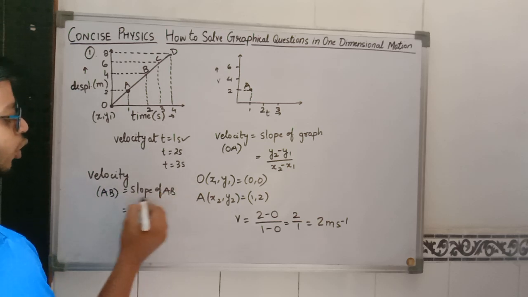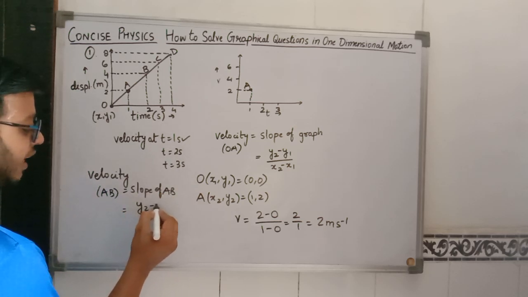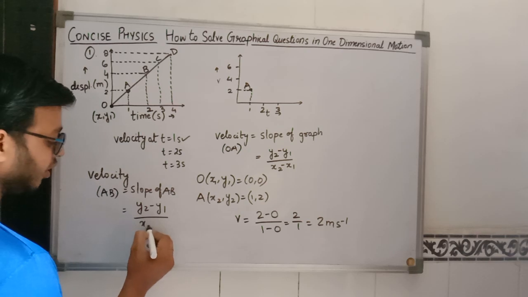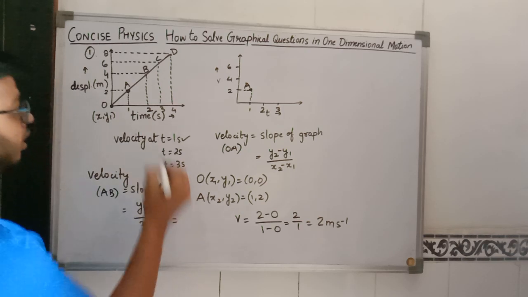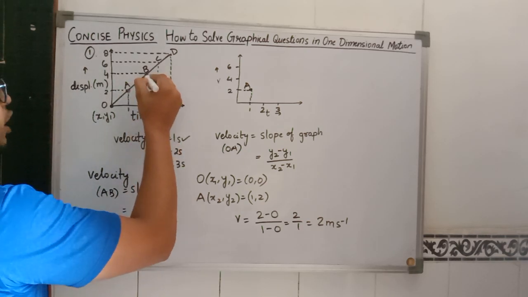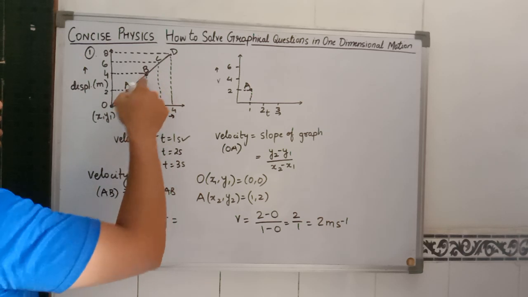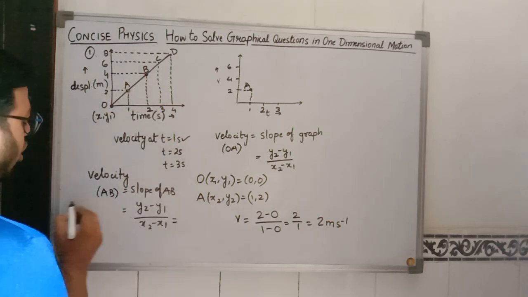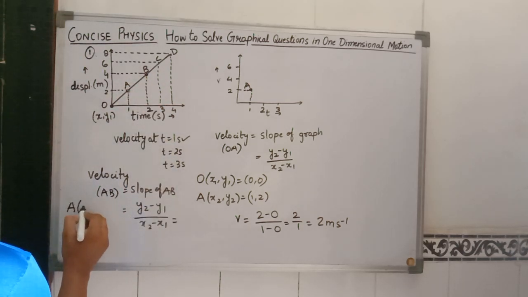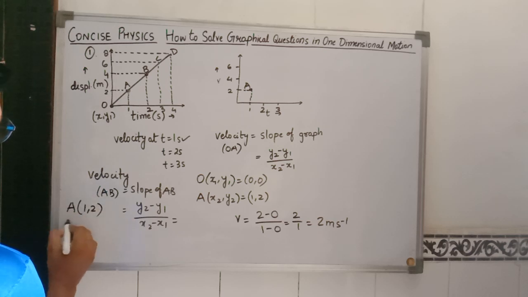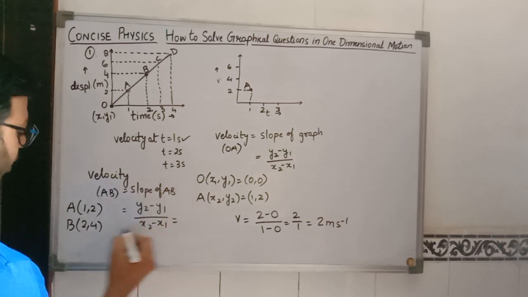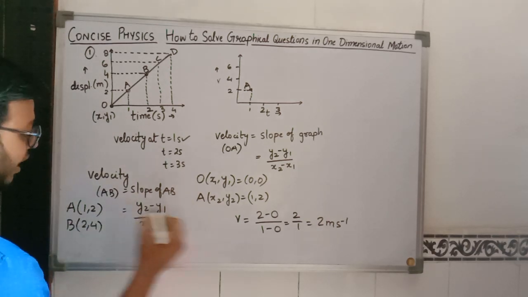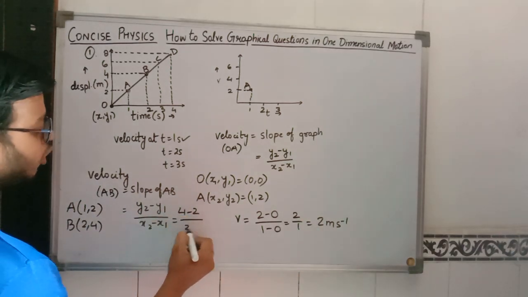Now for the slope of AB, again we have to apply the same formula, y2 minus y1 upon x2 minus x1, but now the values will be taken of A and B. These two values will be taken. So the coordinate of A will be (1, 2) and the coordinate of B will be (2, 4). Now we are going to apply the values. So y2 minus y1, 4 minus 2 upon 2 minus 1.